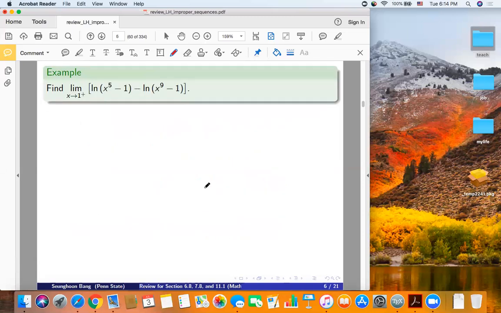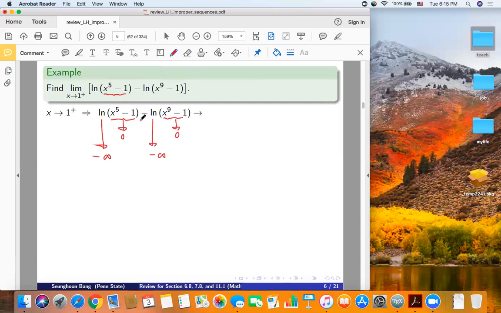The next one. So you plug 1 into here. So what happens? This value approaches 1 to the 5 minus 1, which approaches 0. What's ln of 0? ln is going to negative infinity. Same, 1 to the 9 minus 1 is like 0. What's ln of 0? So this ln function approaches negative infinity.